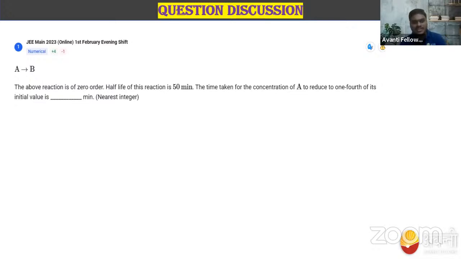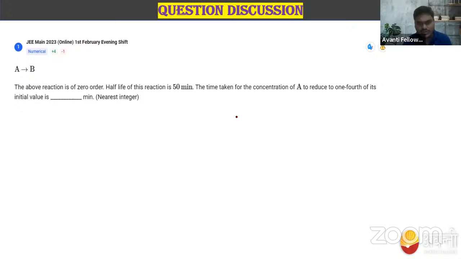So the above reaction is of zero order. This is the important thing here. The reaction is of zero order. And now they are saying half life of this reaction is 50 minutes. So by using the half life, we can calculate the rate constant and all this. So we know for the zero order what the reaction we have.